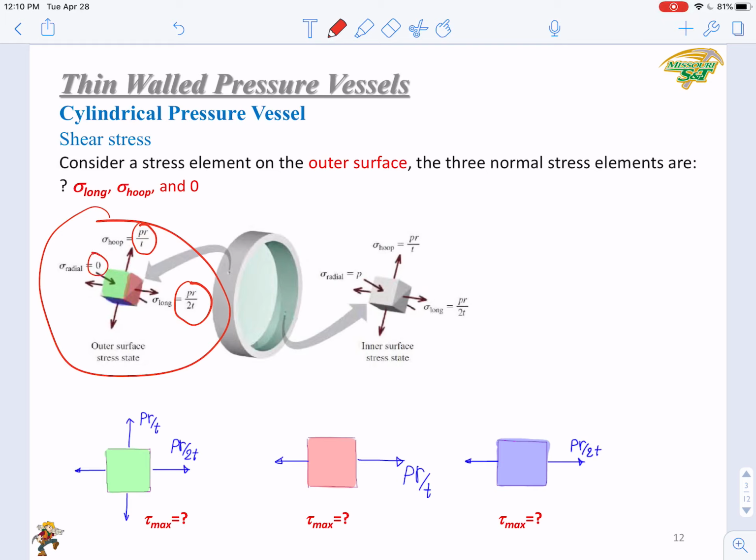We can split it into 3 planes and then draw a 3D Mohr circle. The first one, you have the green colored one. You have PR over 2t along one direction and PR over t along the other direction. Let's draw this Mohr circle first. These 2 points: the first point is PR over 2t, let's see it here. The second point is PR over t, 2 times of it, you get it here. Connect these 2 points as the diameter, and you can draw the first Mohr circle.